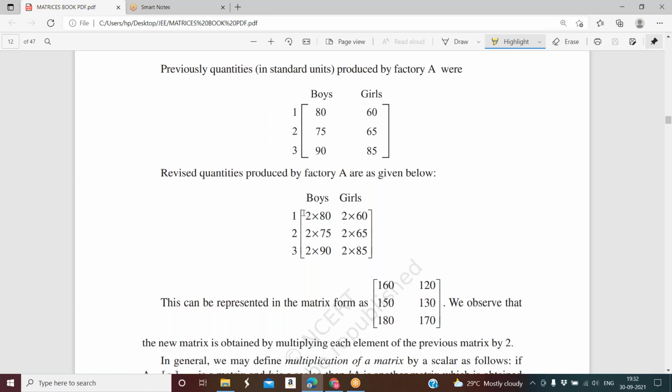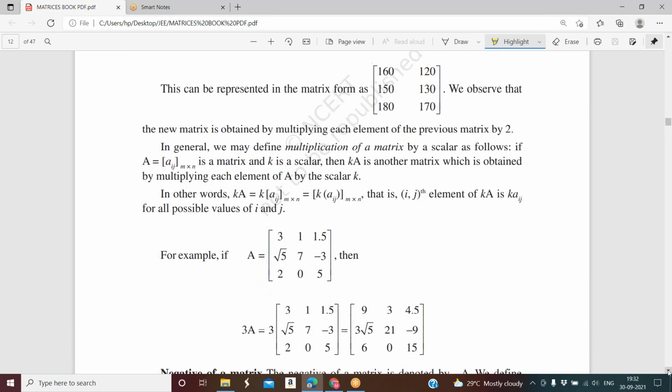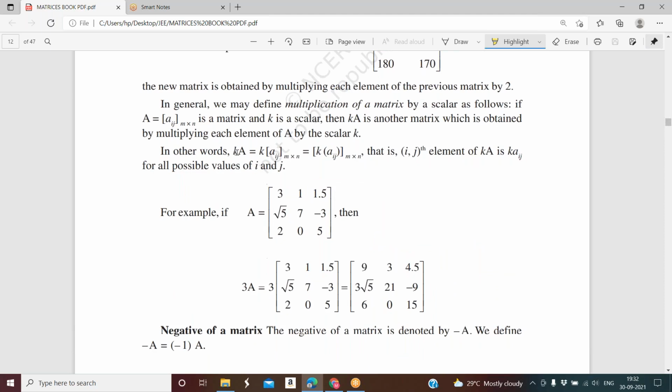So it gives 2 into 80, 2 into 75, 2 into 90. So this is scalar multiplication. So in general, K into A, K is any scalar. A is a matrix Aij of order M cross N. It gives K into Aij. So we can multiply each element of A by K, where K is a scalar.